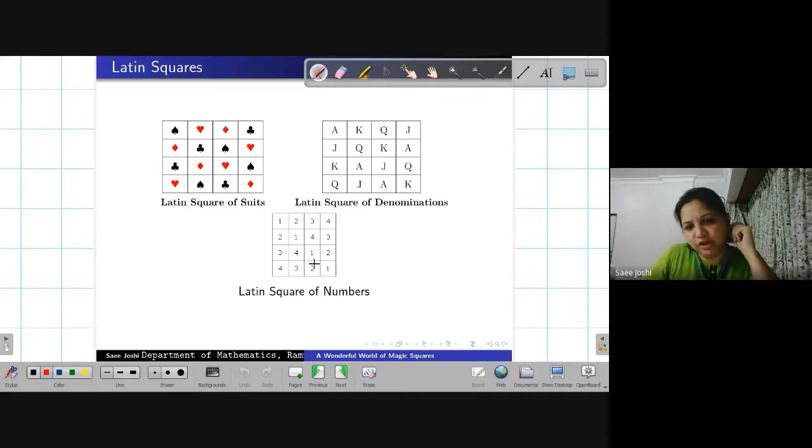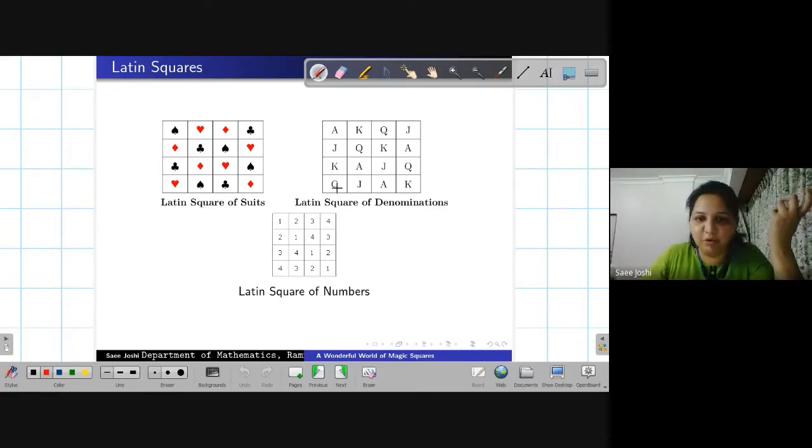But if you notice the diagonal here, the diagonal contains 1, 1, 1, 1, and the other diagonal contains 4, 4, 4, 4. So they have repeated numbers here. For that, there is also something called a diagonal Latin square. In a diagonal Latin square, even the diagonals have the numbers from 1 through 4 exactly once.